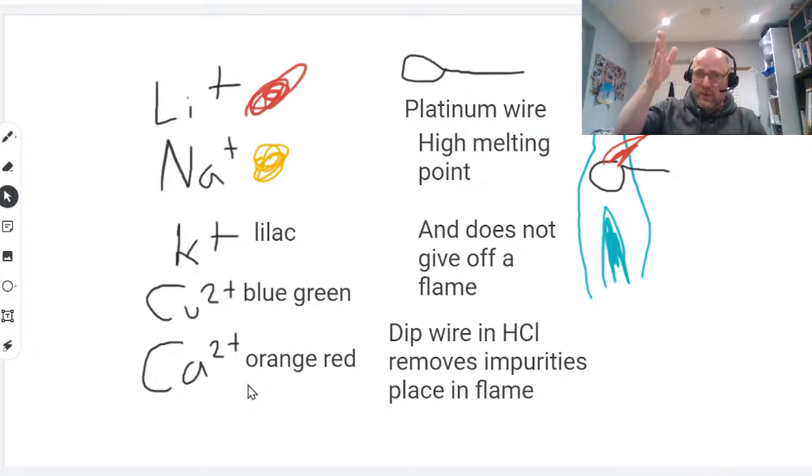For non-metals, the boiling points and melting points, like for the halogens or group 6, which oxygen's in, they increase. You can see that because they go from gas to liquid to solid. Oxygen's a gas, sulfur's a solid, or chlorine's a gas, bromine's a liquid, iodine's a solid. So you can tell the boiling points are increasing for non-metals.